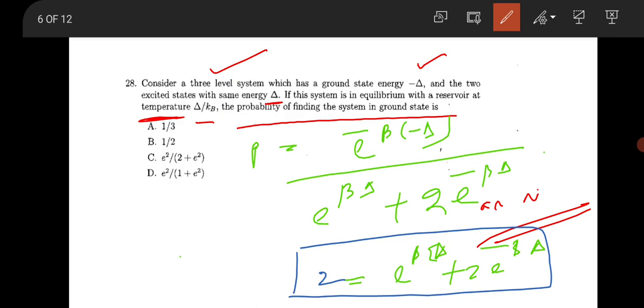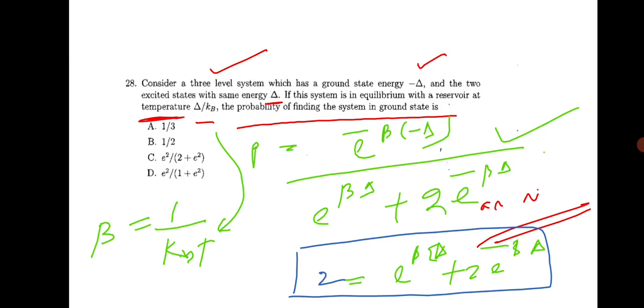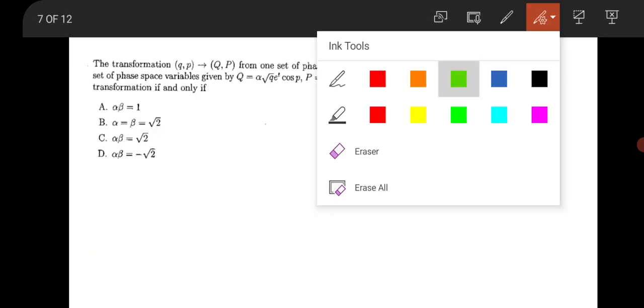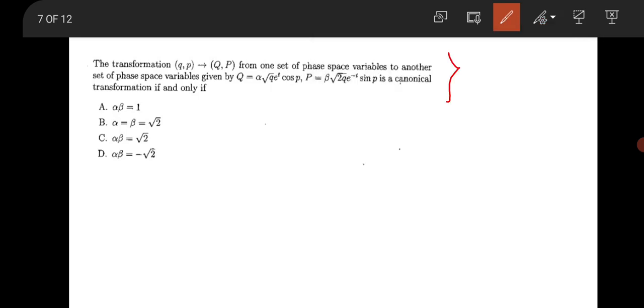So now put beta equal to 1 by kBT. Put T is equal to delta by kB, so you can find this probability. So calculate it. Okay, so this is the approach. This is a nice question. Then this is a mostly expected question from BARC point of view, like canonical transformation in classical mechanics.